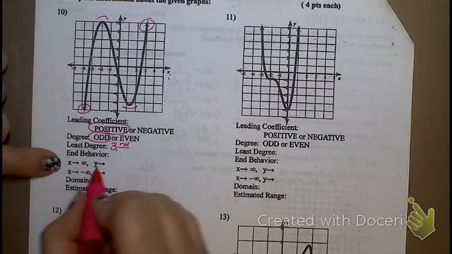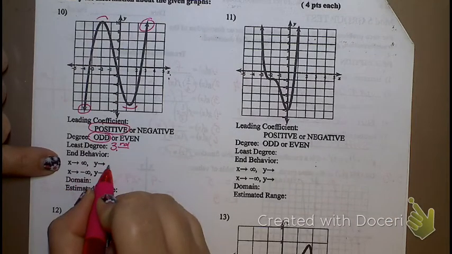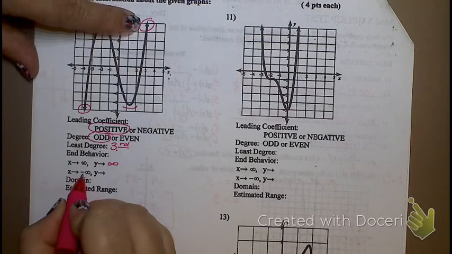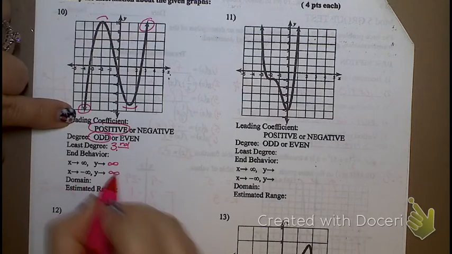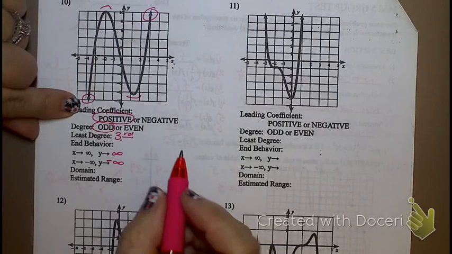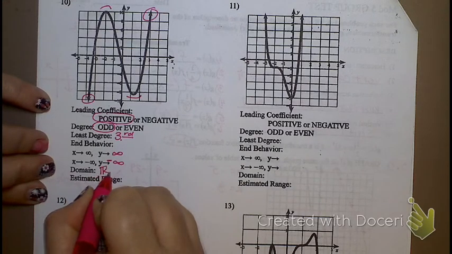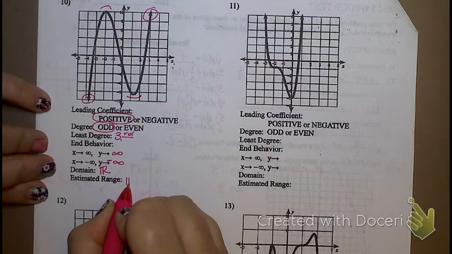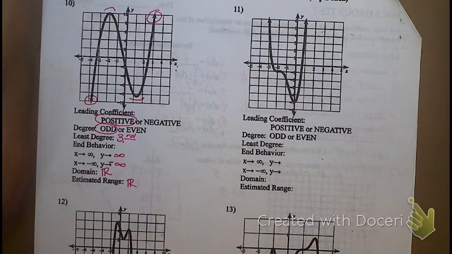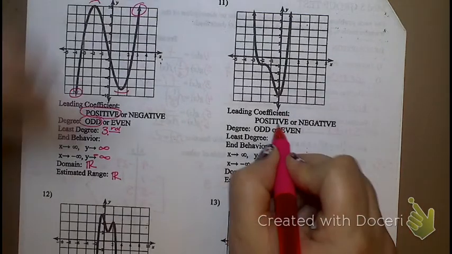End behavior. What's going on the right side? X going to positive infinity is the right side. Going up. Left side going down, so that would be to negative infinity. What's my domain? All real numbers. And my range? Also all real numbers, because I have an arrow going up and an arrow going down. Okay? All right, next one.